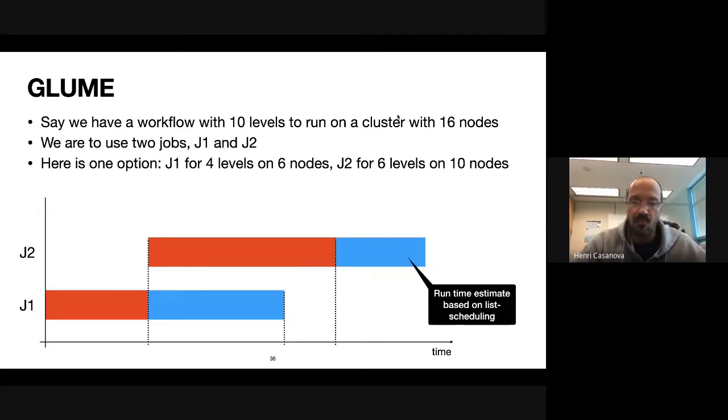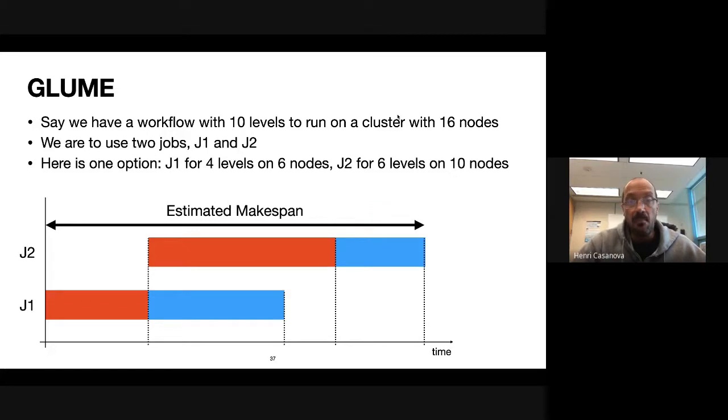And then that job runs some time. We know how to estimate the runtime. We know the number of nodes. We know the tasks. So we can use list scheduling. And so that gives us a potentially very wrong estimate of the makespan. Okay, so that's one option. 4 levels on 6 nodes, followed by 6 levels on 10 nodes.